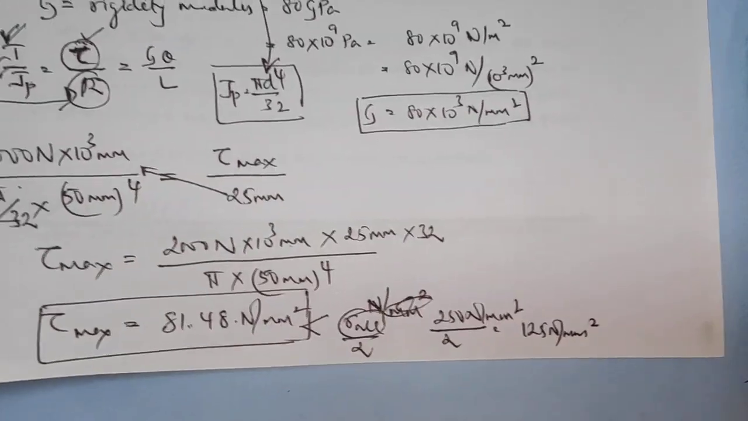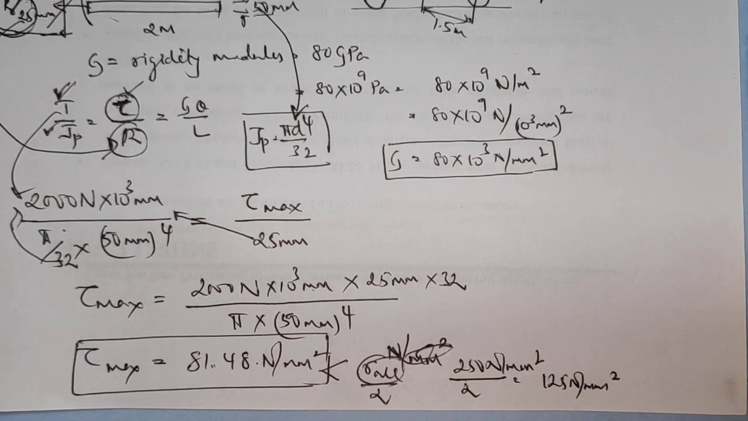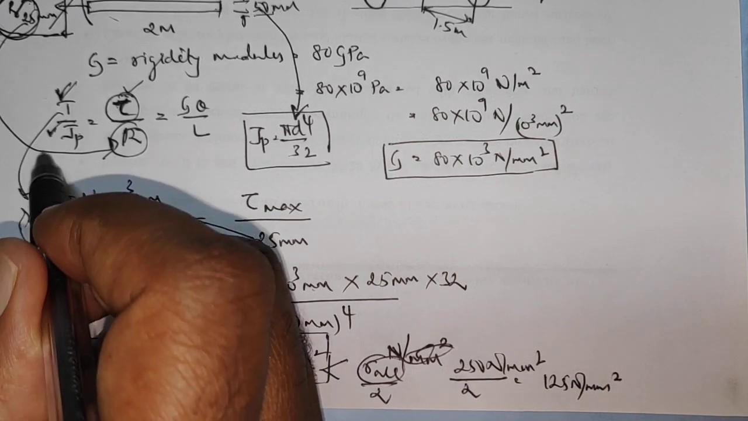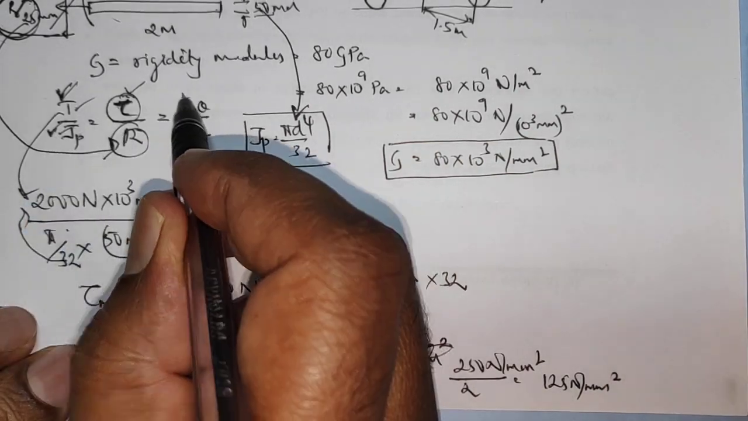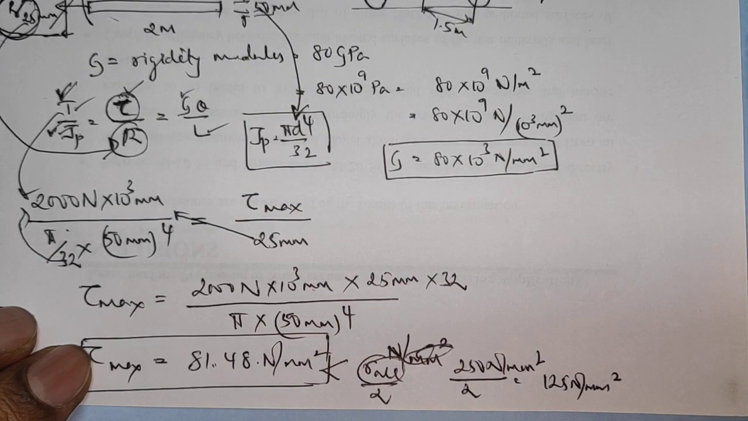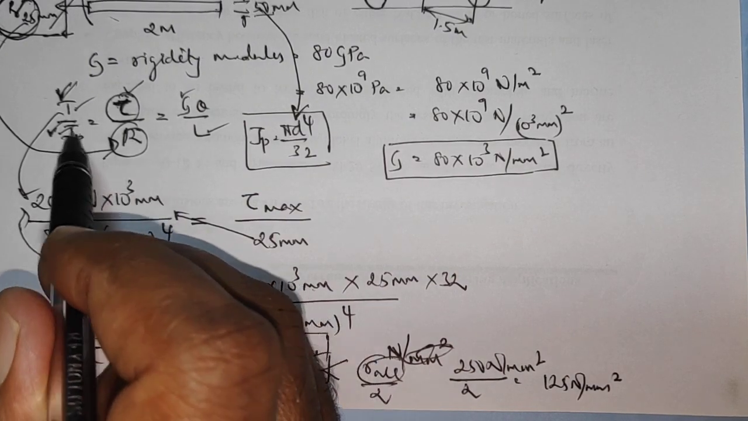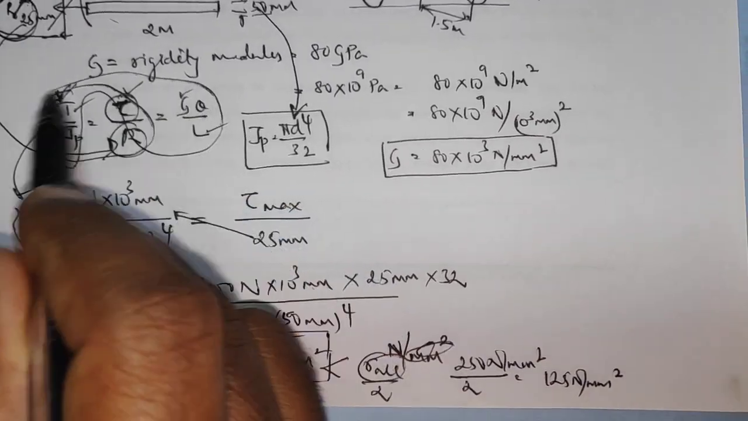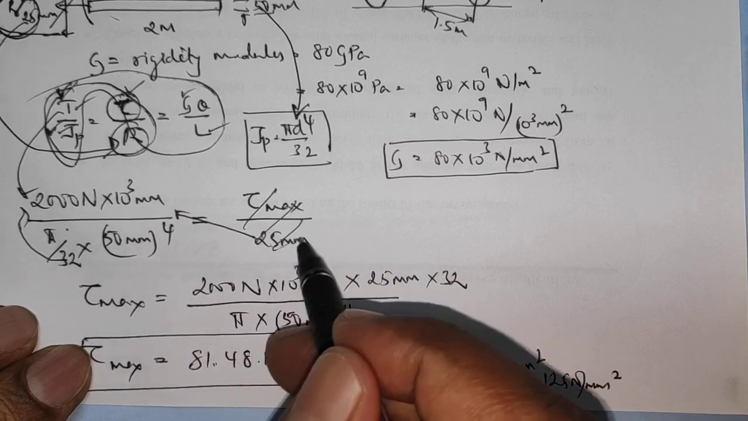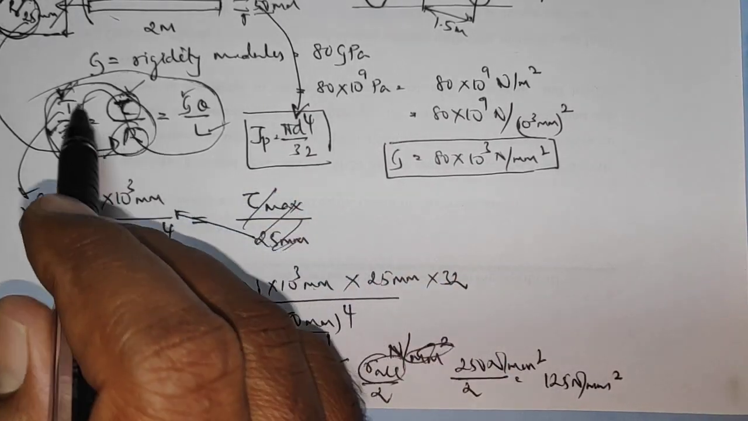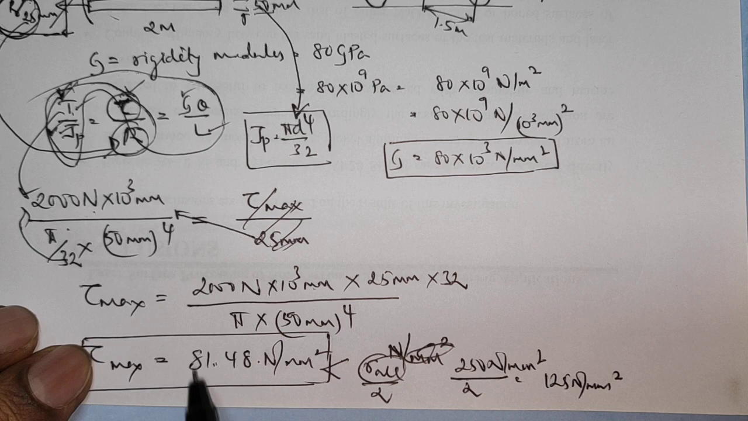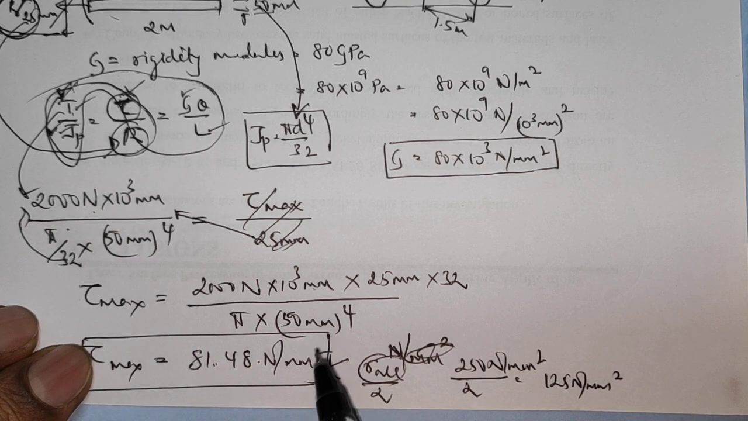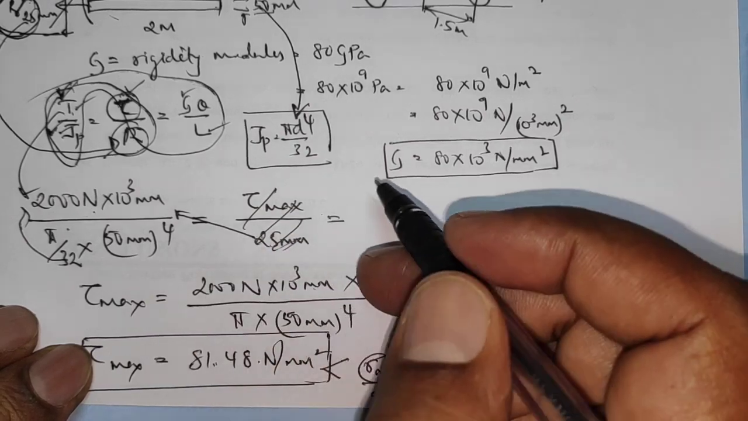So in the same problem, the value of angle of twist could be found out, because we know T, we know Jp, we know G, we know L, so theta could be easily found out. So in this equation, we had earlier used this part, so now we will use this part. So we already solved for this. So T is 2000 Newton meter, Jp is pi by 32 50 mm to the power of 4. Then this is equal to G theta.